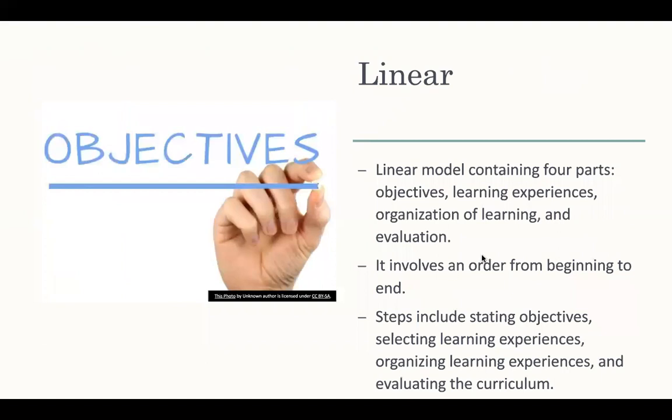Now, his model is linear, it had steps. It contained four parts: objectives, learning experiences, organization of learning, and evaluation. It involved an order from beginning to end, and his steps include, again, objectives, selecting learner experiences, organizing that experience, and then evaluating the curriculum that was given.